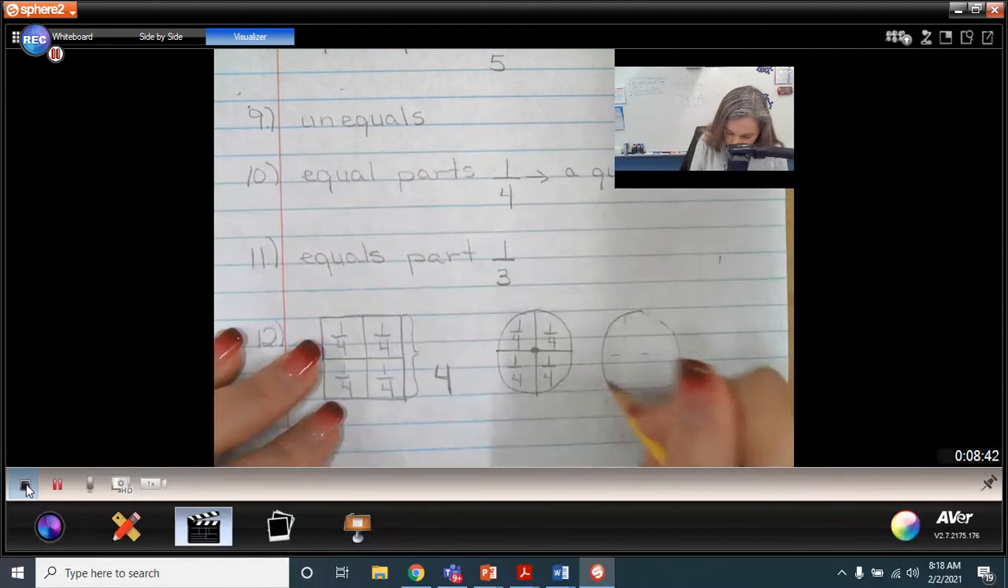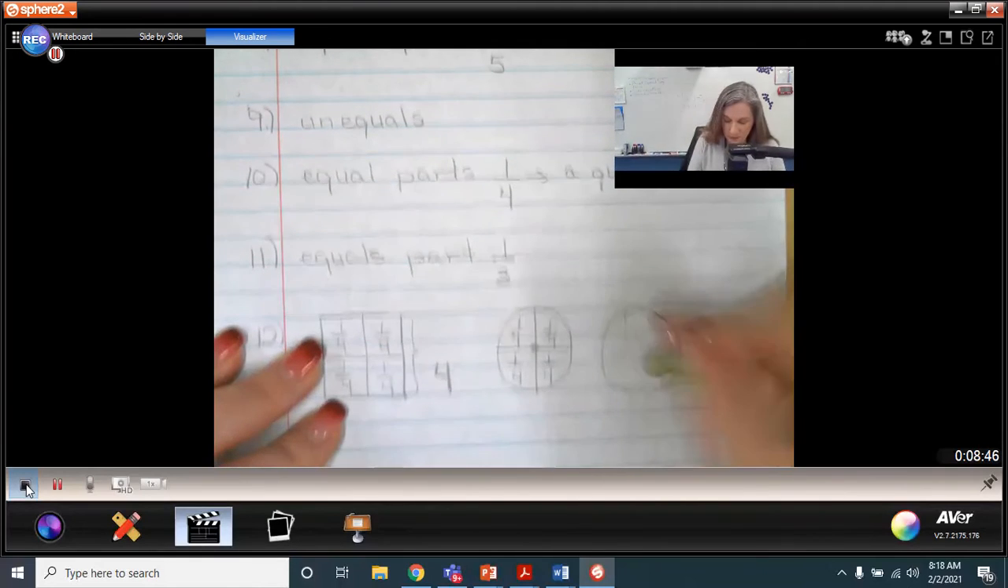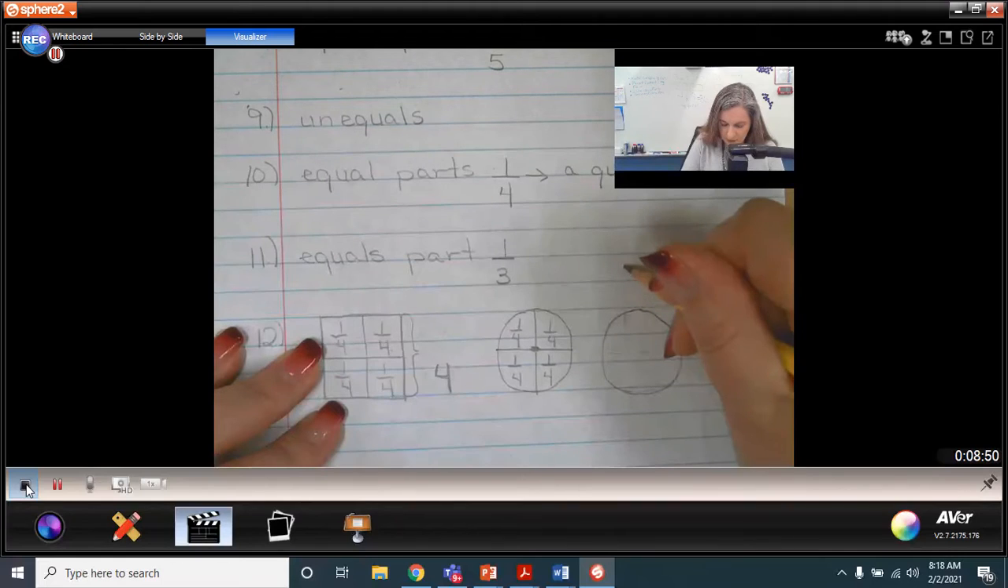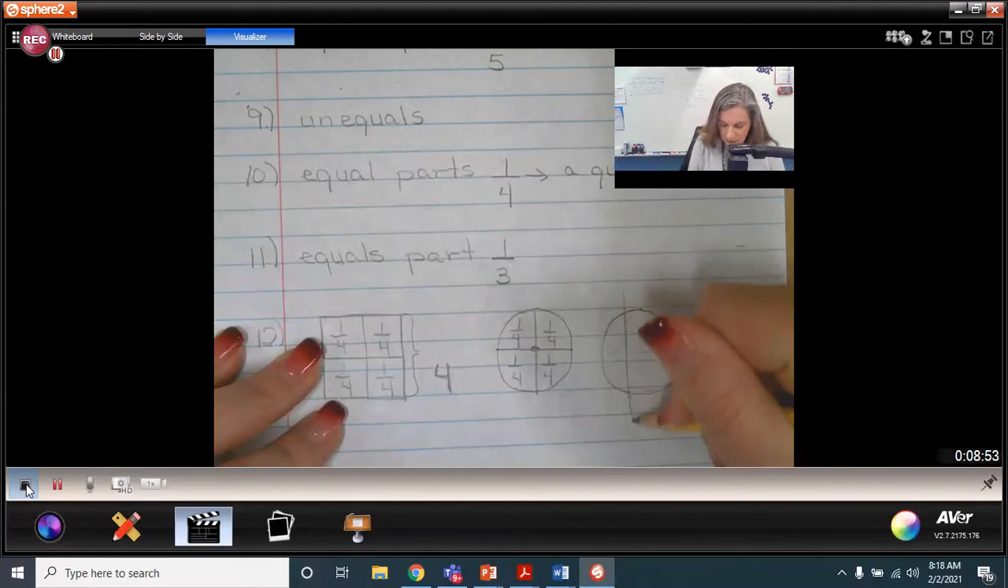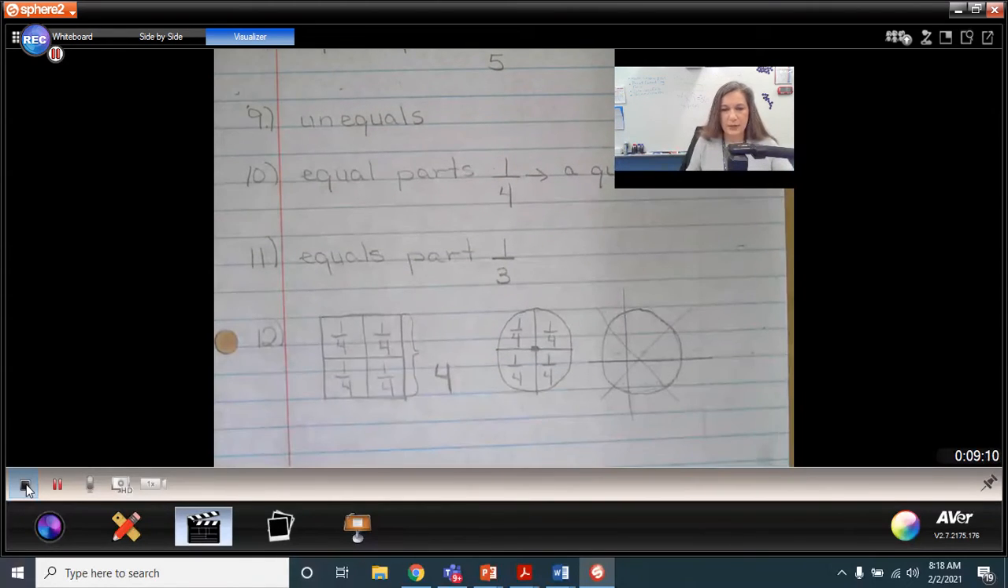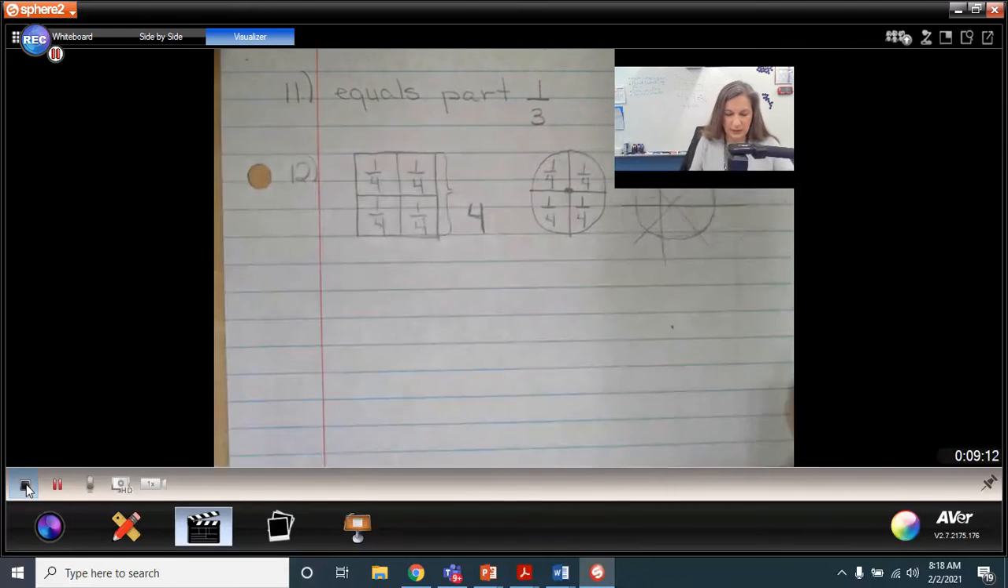Another example could be, and let's go ahead and talk about actual 4ths per se. If we were to do this, go down here, and then here. Again, these pieces are not equal in size, not the same size. So this is not the correct way to partition a circle into 4ths. All right, let's take a look at number 13.